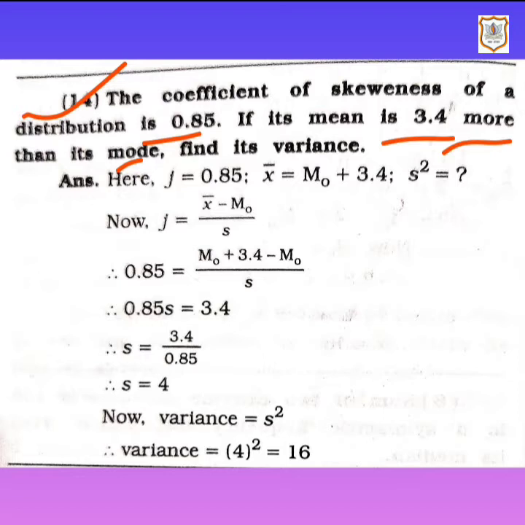So mean is 3.4 more. J is given 0.85. Mean is 3.4 more than its mode. So we can write here mean is equal to mode plus 3.4. And we have to find its variance, that means s square. So let's find it with the help of the formula. J is equal to mean minus mode upon standard deviation.